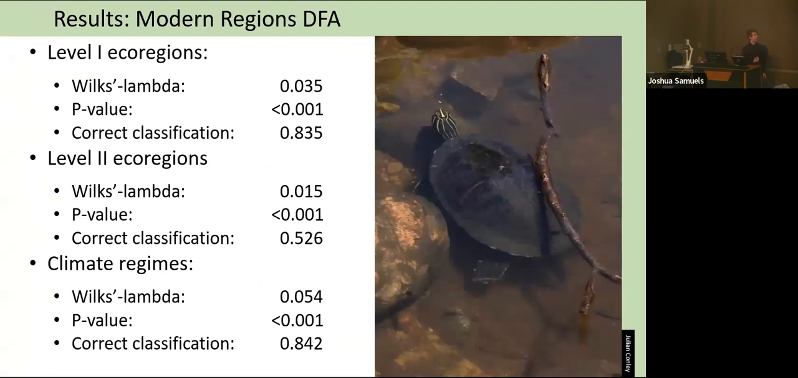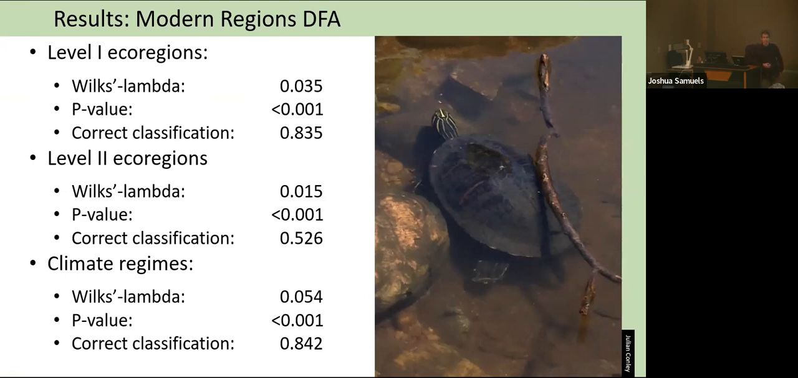So for the discriminant function analysis, I got statistically significant results for all the different ecoregions and climate regimes. So the test worked, which is good. The low Wilks lambda scores mean that there's not a lot of overlap between the two, especially with the level 2 ecoregions where it's splitting them up so finely. Now, correct classification is telling us how well does it predict each site to the correct group based on the model it comes up with.